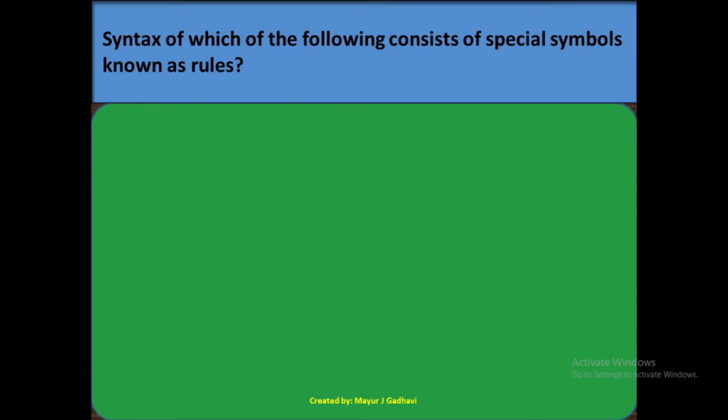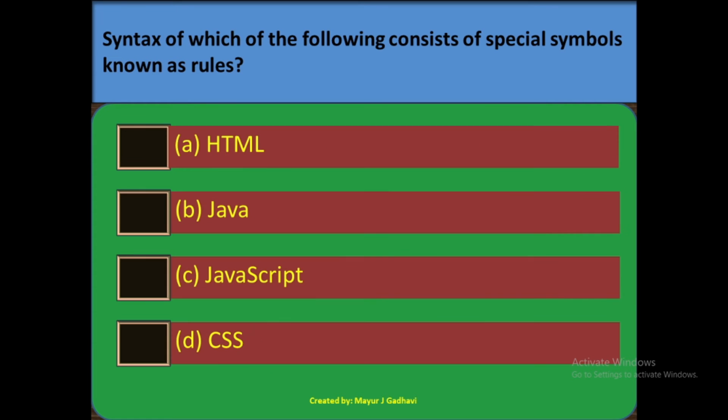Syntax of which of the following consists of special symbols known as rules? Well, the options are HTML, Java, JavaScript, CSS. In CSS, we can create a rule. So answer is D, CSS.